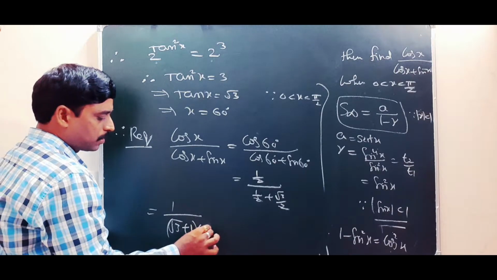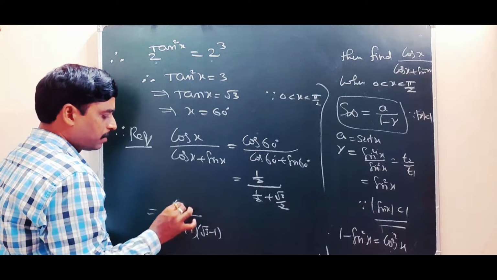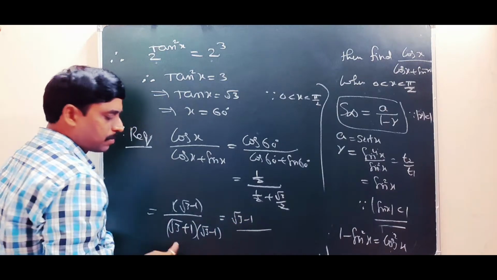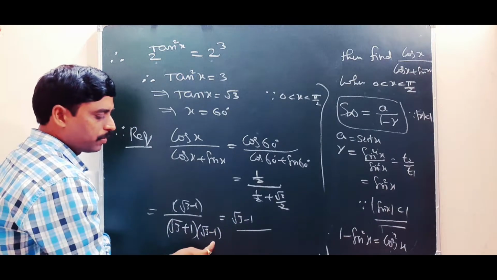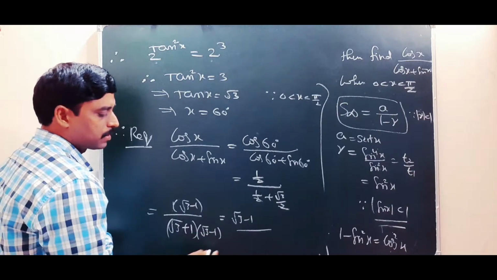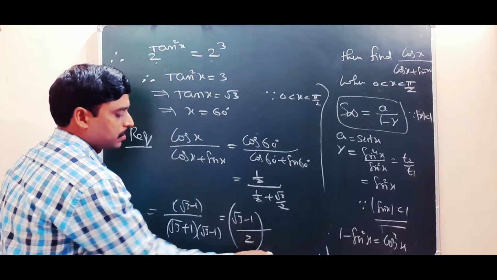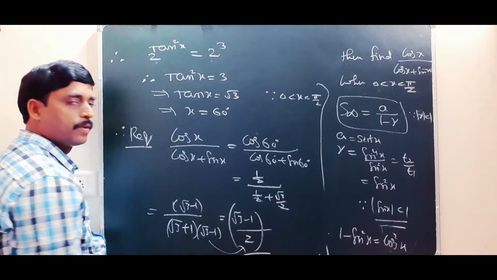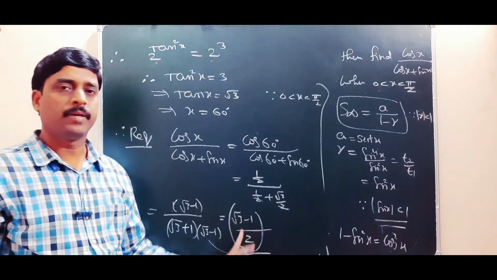Let us do rationalization. Root 3 minus 1, divide and multiply. It is going to be root 3 minus 1 by, so denominator a plus b into a minus b, it is going to be a square minus b square, 3 minus 1, 2. So this is the answer. Root 3 whole square minus 1 square is nothing but 2. So what is the answer? Root 3 minus 1 by 2.